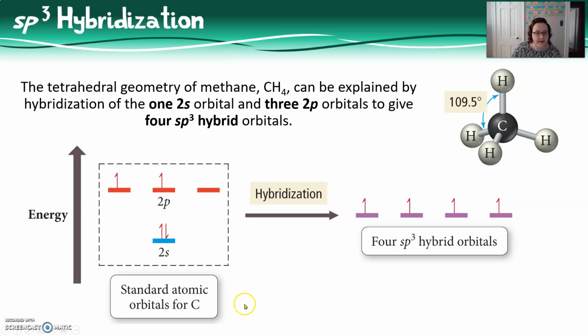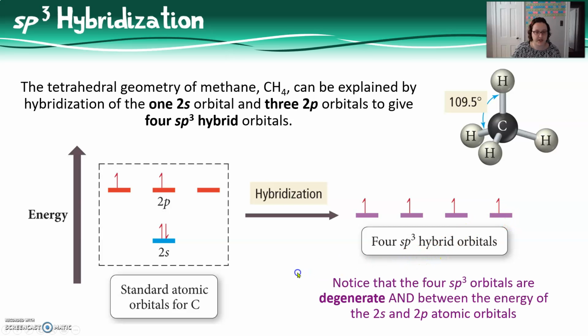The sp3 label is meant to indicate the atomic orbitals that are being combined, 1 s orbital and 3 p orbitals. Notice that that 3 does not refer to electrons this time, but actually the number of orbitals. Also notice that the sp3 orbitals are at an energy between the original atomic orbitals and that they are degenerate, which means they are all the same energy.